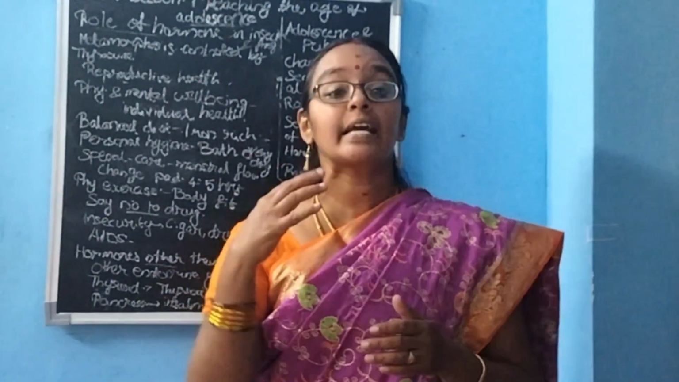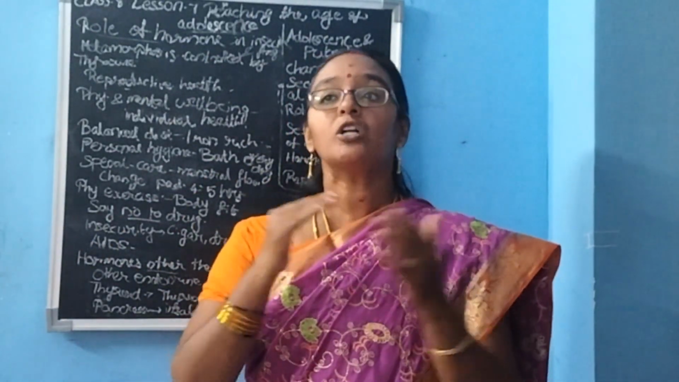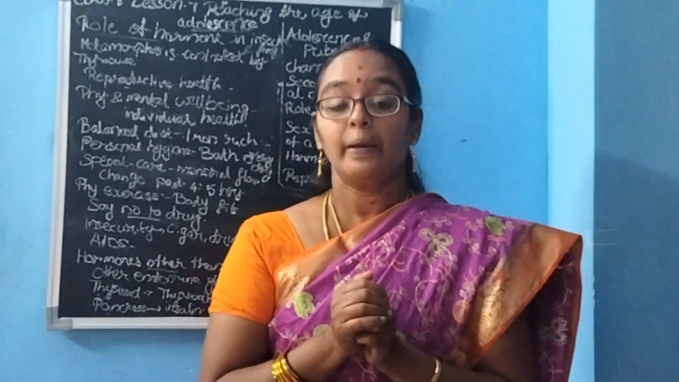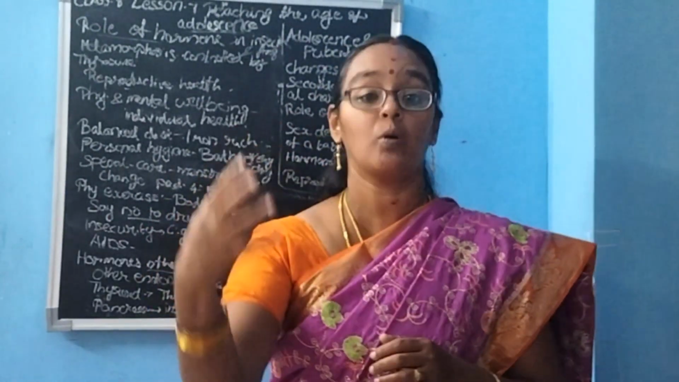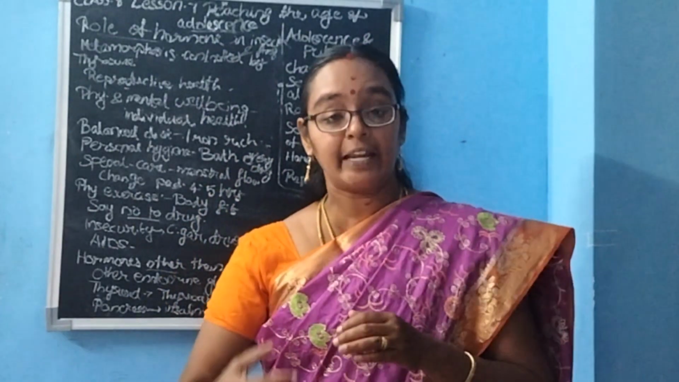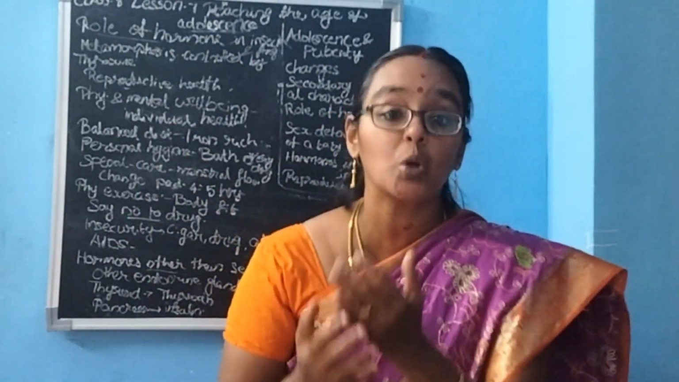Then we can say insulin. Insulin is secreted by pancreas. For what purpose? For controlling the blood sugar. When the blood sugar level is decreased, the insulin production will be reduced, and if the blood sugar is much more, insulin will be produced more for controlling the blood sugar.